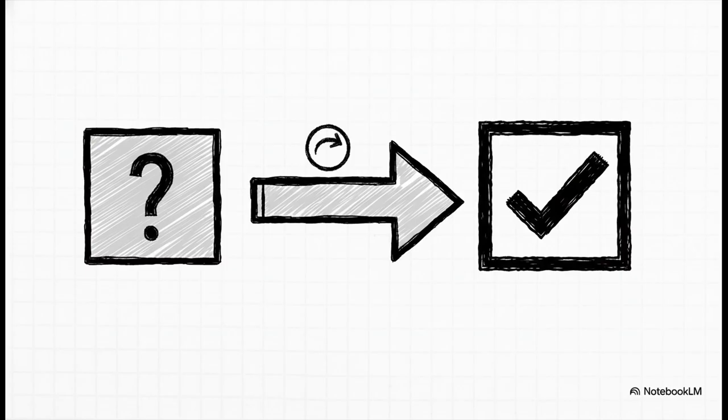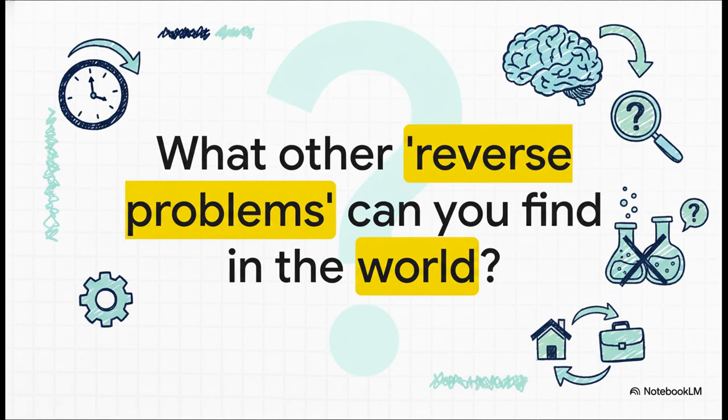So what's the big takeaway here? Inverse functions aren't just some abstract concept from a textbook. They are a genuinely powerful, practical tool for working backward, for starting with a final result and figuring out exactly what caused it. And that leaves us with a final question for you. Now that you have this new way of thinking, this working backward mindset, what other reverse problems can you spot out there in the world? In your job, in science, or even just in your daily life? I have a feeling you're going to start seeing them everywhere.